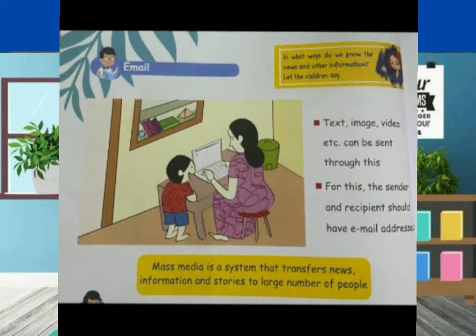So, we discussed different mass media like newspaper, email, social media, etc. So, what is mass media? Mass media is a system that transfers news. Mass media transfers news, information and stories to a large number of people.